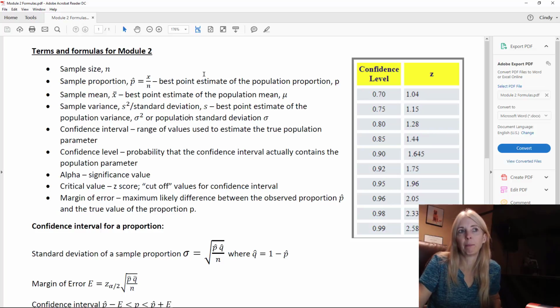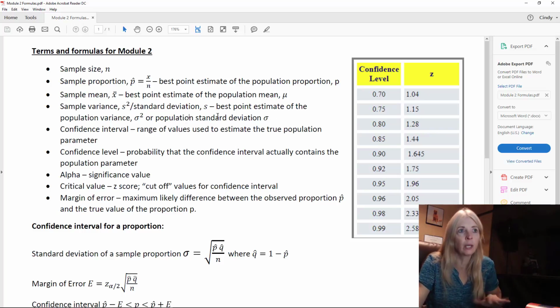And this is always the best point estimate when you're asked that question of the population proportion. The sample mean, remember that's X with the bar over it, so X bar is the point estimate for the population mean, which is mu. Okay, so sample, population. I didn't mention it up here, but the population proportion is P. Same thing, sample variance, S squared, or sample standard deviation, S, are the best point estimates of the population variance, sigma squared, or population standard deviation, sigma.